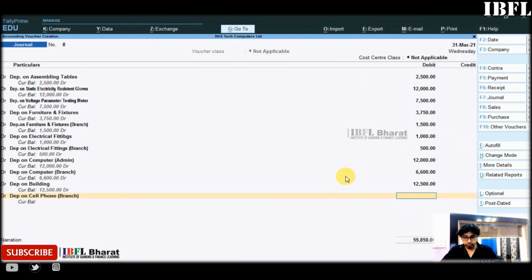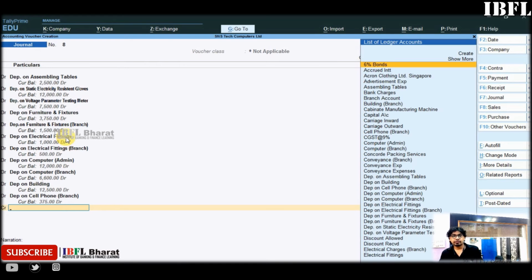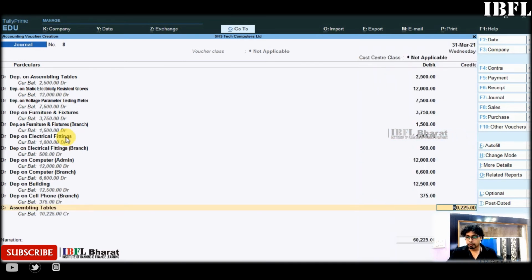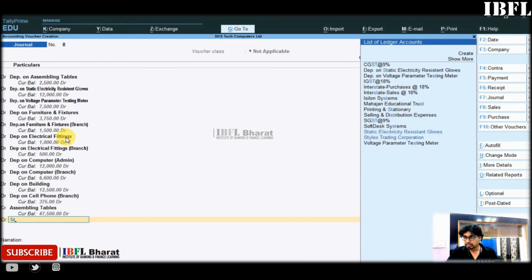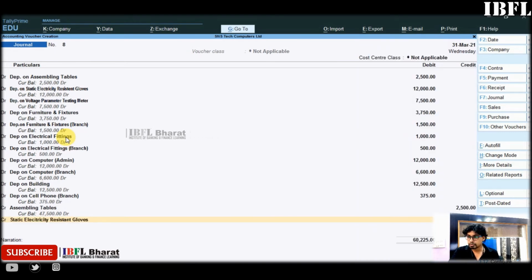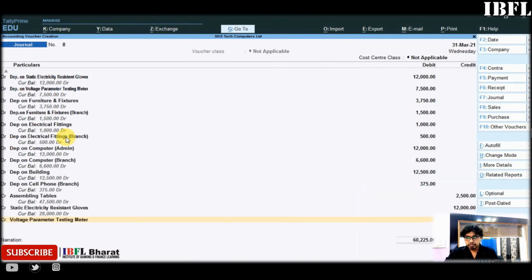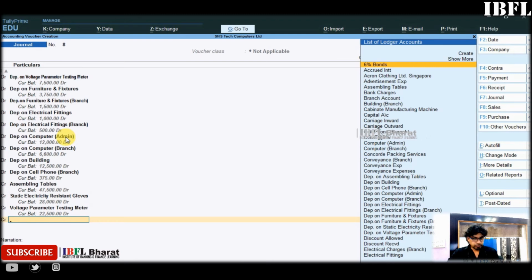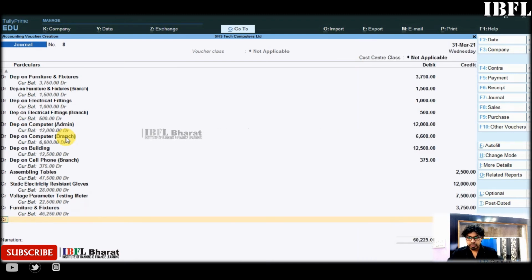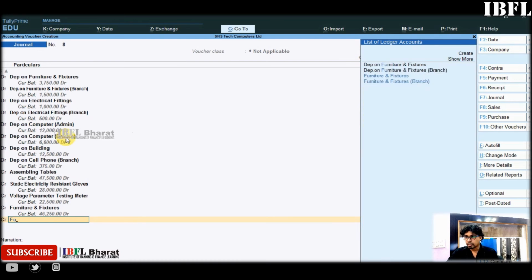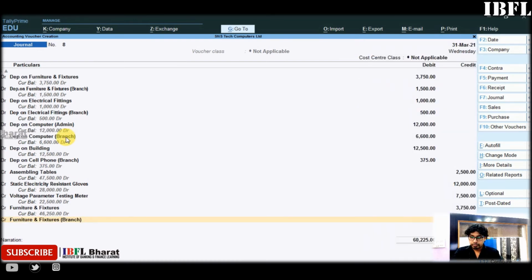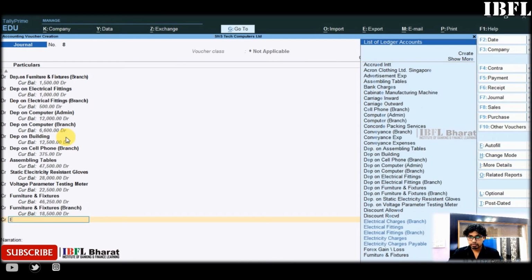First of all, we will write down the amounts. Now we have to take all the associated ledgers of fixed assets. Now we are taking assembling tables with the amount 2,500. We are now taking static electricity resistant gloves amounting to 12,000 rupees. Next we are taking voltage parameter testing, 7,500. Next is furniture and fixtures, 3,750. Next is furniture and fixtures of branch. It is 1,500. Next is electrical fittings, 1,000 rupees.